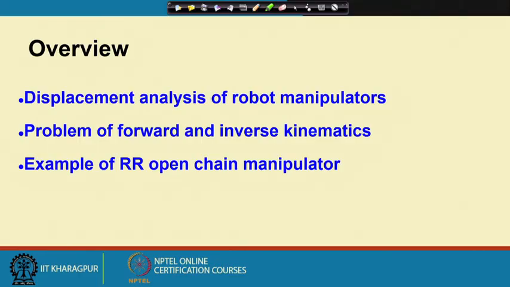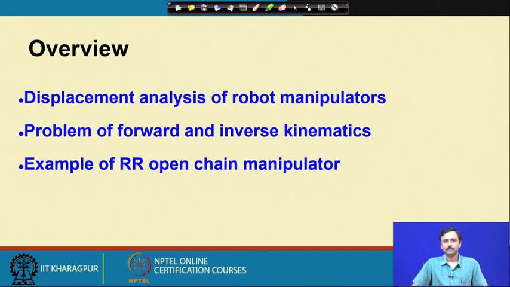We are going to start with the displacement analysis of open kinematic chains. So, essentially displacement analysis of robots. Remember that a robot is a mechanism with 2 or more degrees of freedom, that is how we have defined robots. So, we are going to look at displacement analysis of robot manipulators, the problem of forward and inverse kinematics, and we will demonstrate this analysis with the example of an RR open chain manipulator.